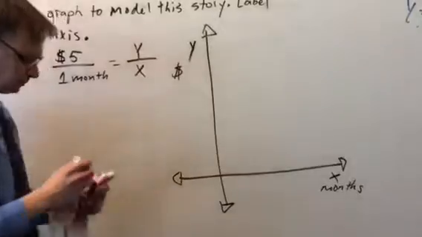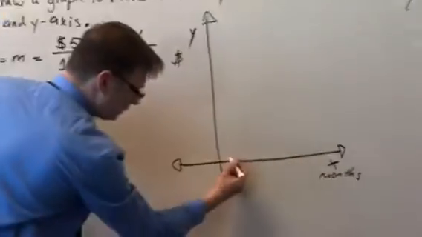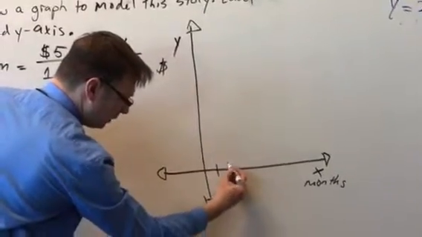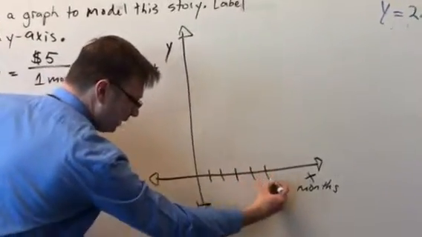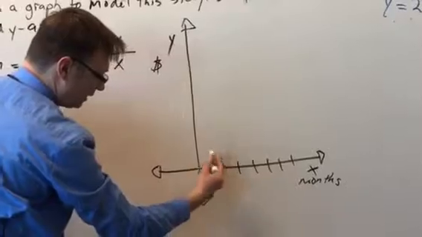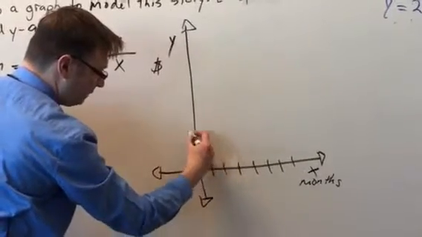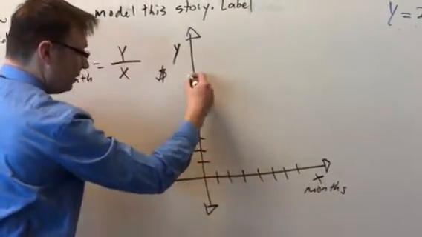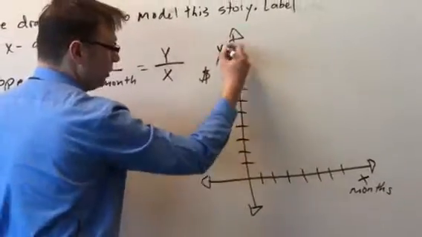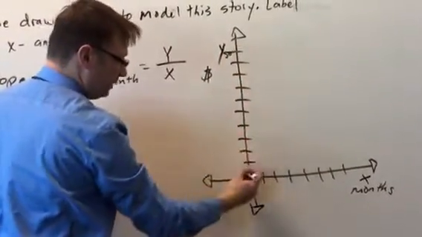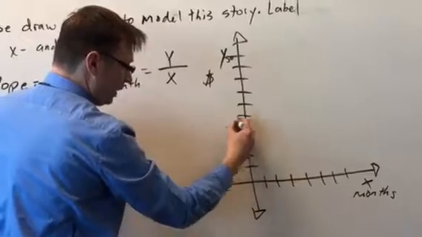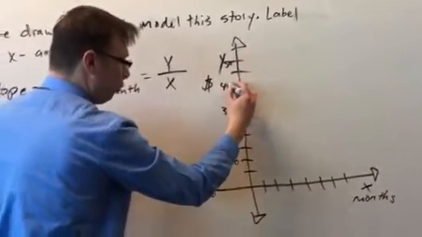Okay, now, let's think about this graph now. So this would be 1 month, 2 months, 3 months, 4 months, 5 months, 6 months, 7 months. And then let's go by fives. 5, 10, 15, 20, 25, 30, 35, 40, 45, 50, right? So that's 50, and we'd have 10, 20, 30, 40, right?